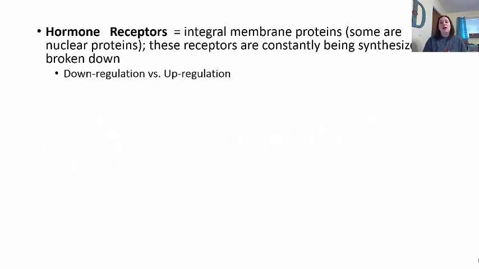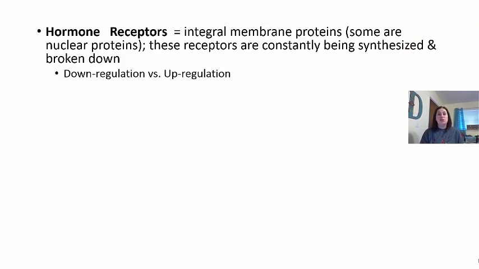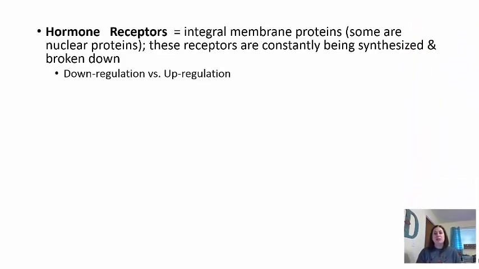Now, we talked about how a lot of these cells have receptors for certain hormones. When we look at these receptors, they're called hormone receptors. They're integral membrane proteins. If you'll remember, integral means they go all the way across the membrane. And some of them actually have nuclear proteins that are on the nucleus, and that's how they actually respond to the hormone.